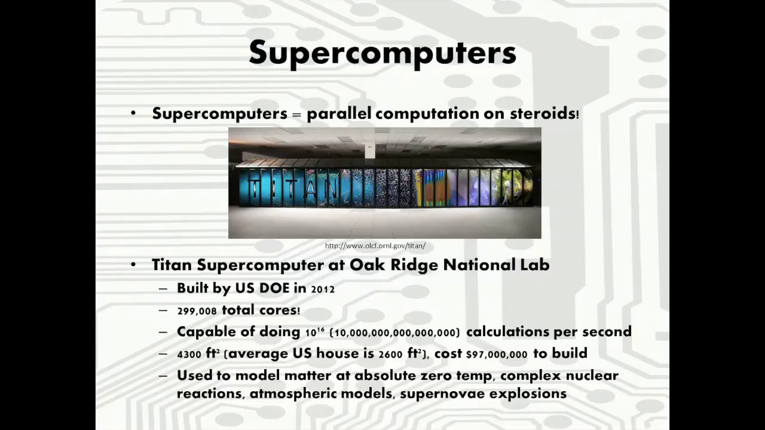It's located at Oak Ridge National Lab in Tennessee. It was built by the United States Department of Energy in 2012 and features an astounding 299,008 total cores. The Titan supercomputer is capable of doing 10 to the 16 calculations per second. The total space it takes up is 4,300 square feet, which is enormous when considering that the average house is 2,600 square feet. Also, it cost $97 million to build.